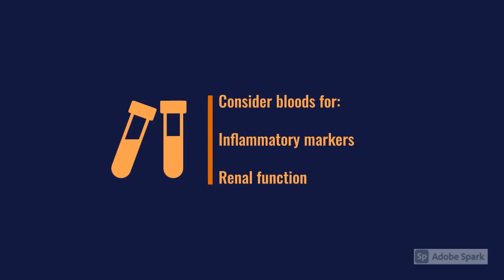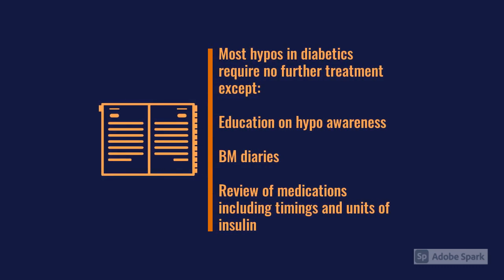But most hypos, as we alluded to at the start, actually don't require too much intervention and actually just require maybe a bit more education about hypo awareness, i.e. the early symptoms that patients get prior to having a hypo. Regular BM checking, blood sugar diaries is something that we often advocate as well. And then review of medications, particularly timings as well. Are the timings right if you're using longer acting insulins and longer acting substances?